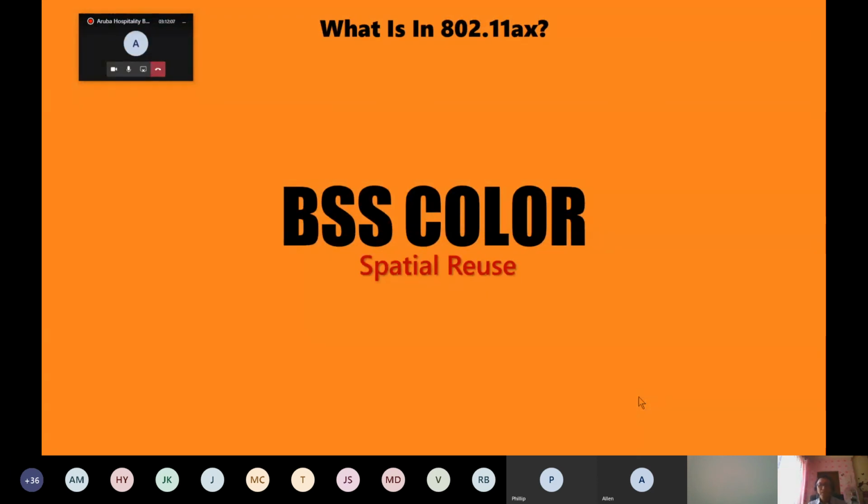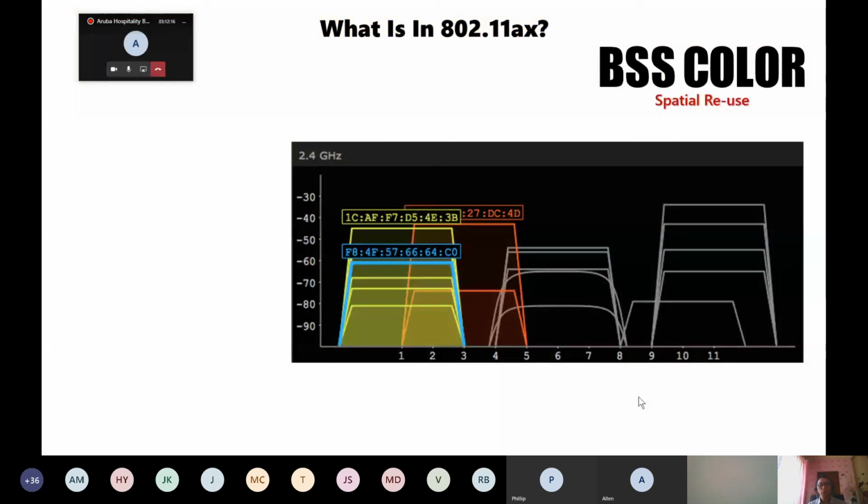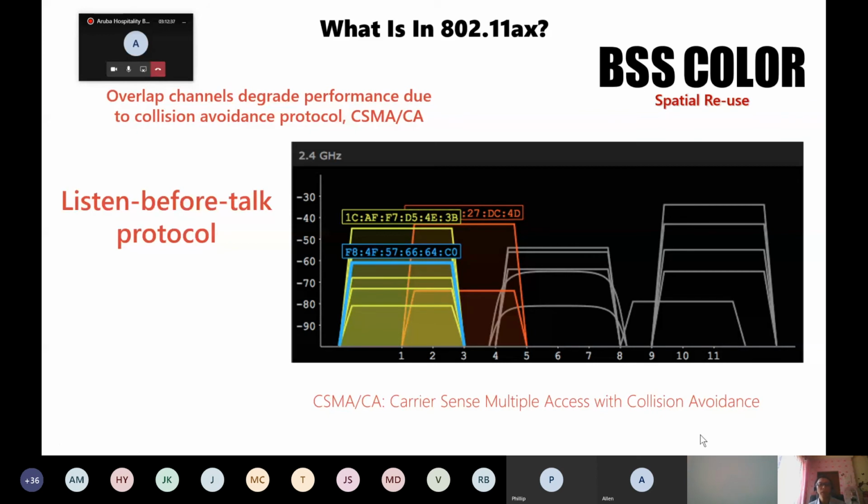Lastly, there's this thing about BSS color. BSS is basic service set, and Wi-Fi 6 introduces BSS color, and I want to quickly go through this. I have 10 minutes left, so I'm going to overrun a little bit. Now we know that Wi-Fi uses CSMA-CA, that is carrier sense multiple access with collision avoidance. That is the way Wi-Fi works. This is the listen-before-talk protocol I mentioned before. And when you have co-channel interference, it's going to impact performance.